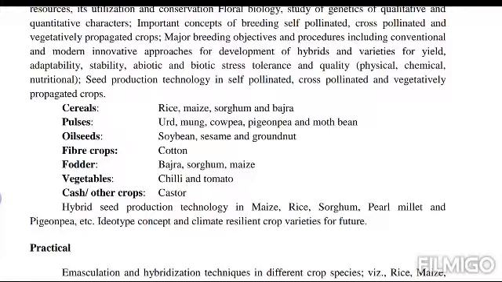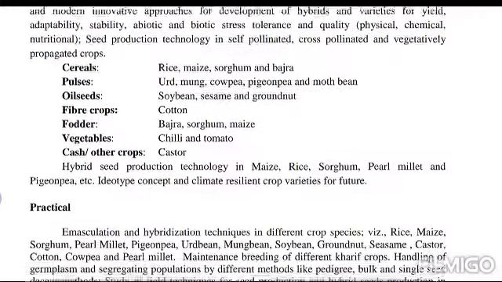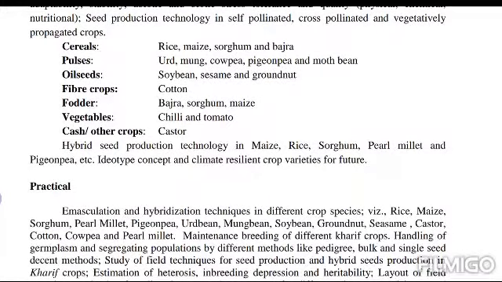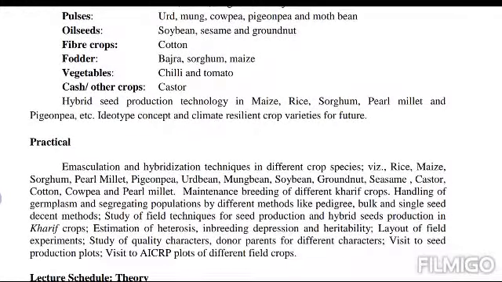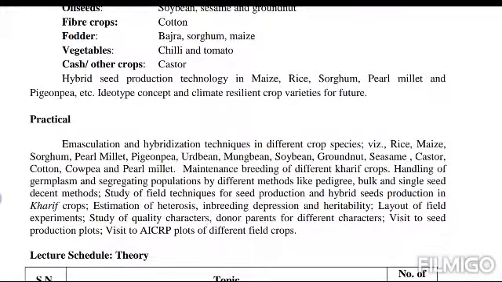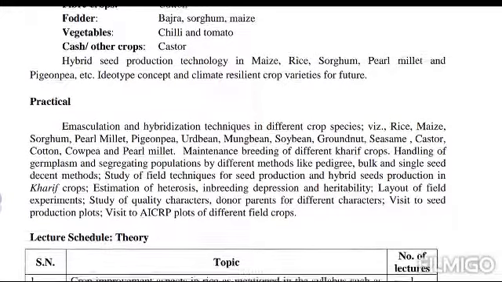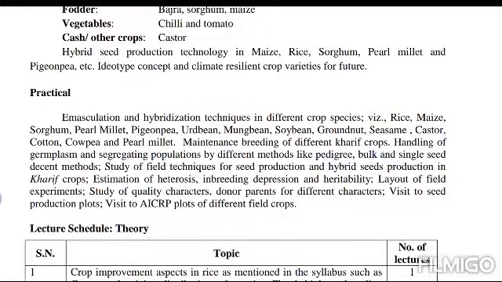In cereals, the focus is given on rice, maize, sorghum and bajra; pulses, urd, mung, cowpea, pigeon pea, mothbean. Then in oilseeds, soybean, sesame, groundnut; fiber crops, cotton; fodder, bajra, sorghum, maize. In vegetables, chili and tomato; cash crops, castor; hybrid seed production technology in maize, rice, sorghum, pearl millet, pigeon pea, etc. Then ideotype concept and climate resilient crop varieties for future are also discussed in this particular topic.